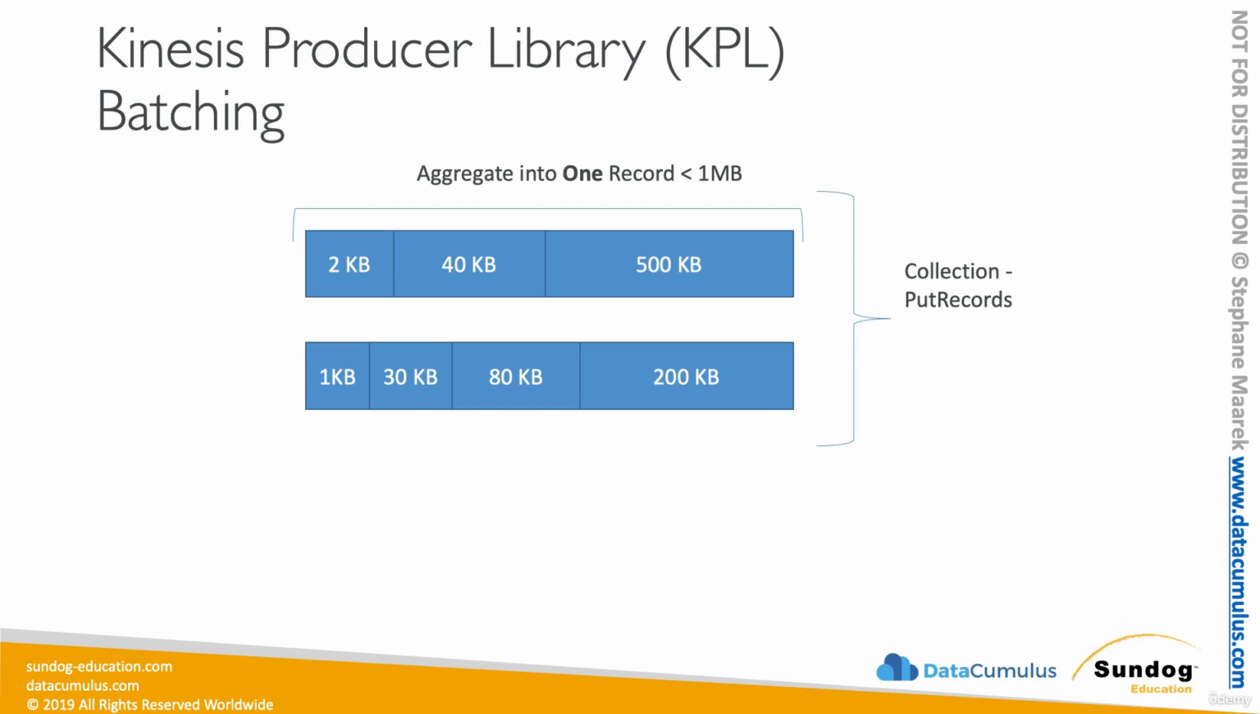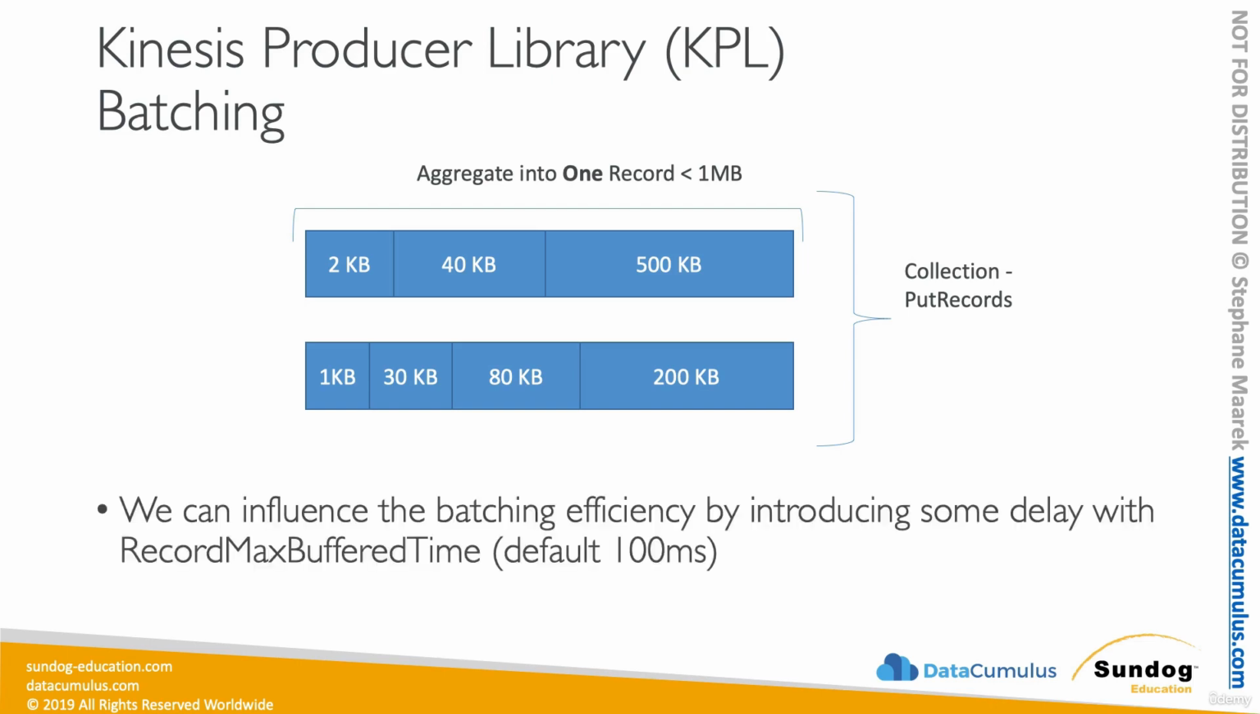And so how does Kinesis know how long to wait to batch these records? You can control it using this RecordMaxBufferedTime, which defaults to 100 milliseconds. Basically, you're saying, okay, I'm willing to wait 100 milliseconds, so that's adding a little bit of latency at the trade-off of it being more efficient. So if you want less delay, you would decrease that setting, and if you want more batching, you would increase that setting. So that's it for the KPL. Just remember the batching mechanism, it's really important.